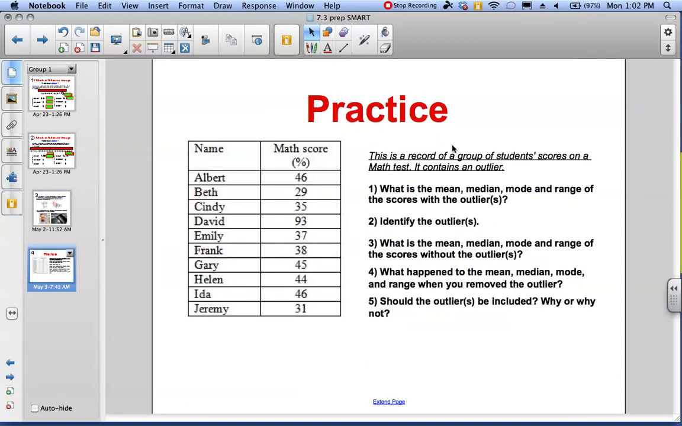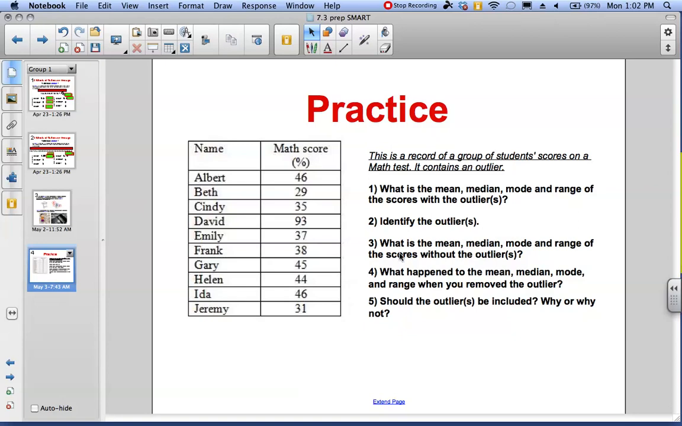So, your practice question. This is a record of a group of students' scores on a math test. It contains an outlier or outliers. First thing I want you to do is find the mean, median, mode, and range of the scores with the outliers. Then I want you to find the outliers, identify them, tell me what they are. Then I want you to find the mean, median, mode, and range again of the scores without the outliers. So take the outlier or outliers out and then redo them again.